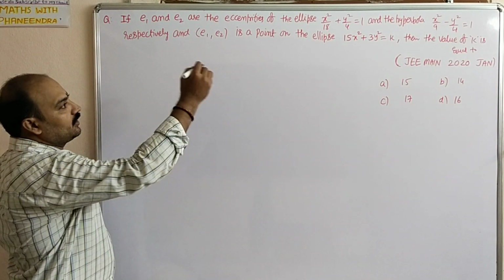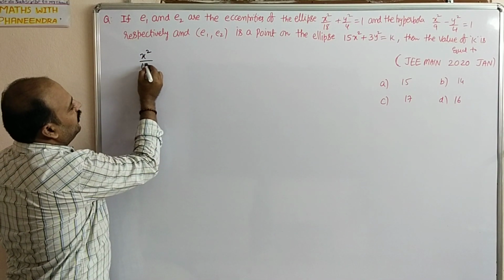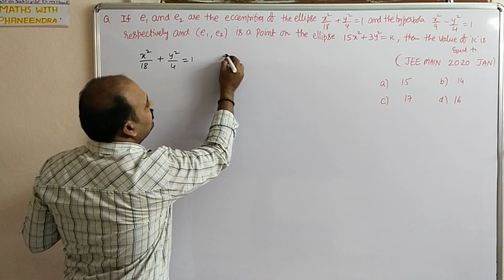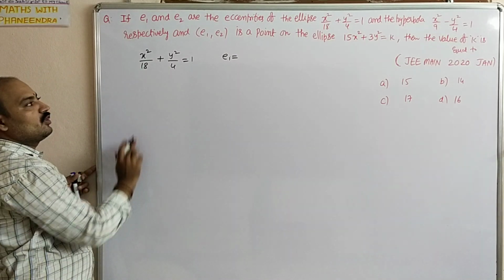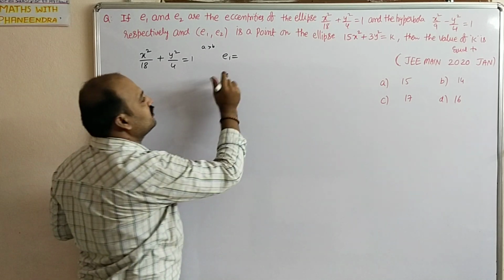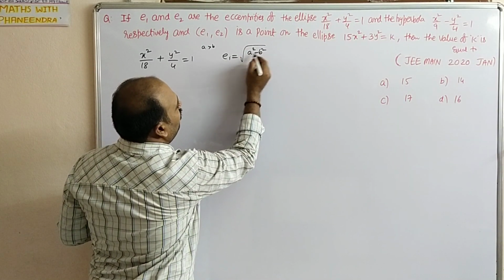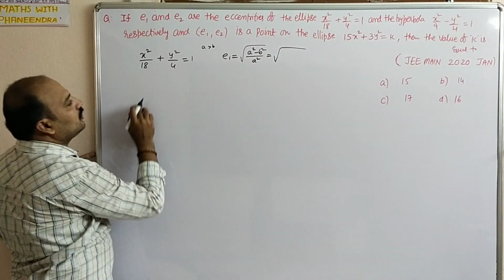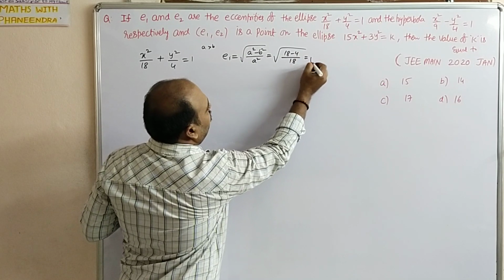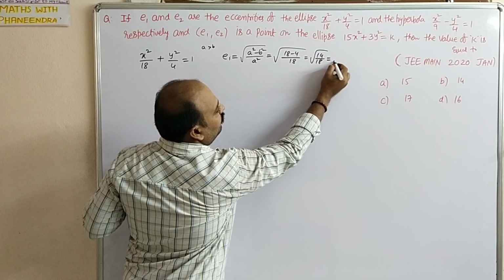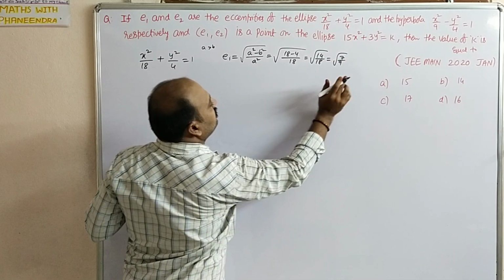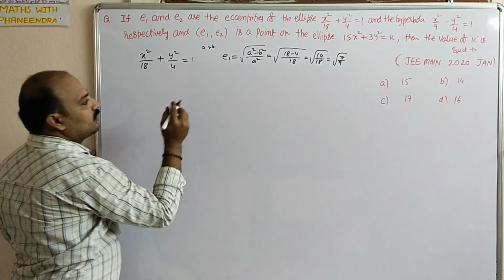So here first consider the ellipse x²/18 plus y²/4 equal to 1. Eccentricity of the ellipse E1: here in this case clearly a is greater than b. a² equal to 18, b² equal to 4. So E1 equals root over (a² minus b²) by a², which is root over (18 minus 4) divided by 18. So 14 by 18, 2 sevens are, 2 nines are, therefore you can leave it like this. So E1 value is root 7 by 9.